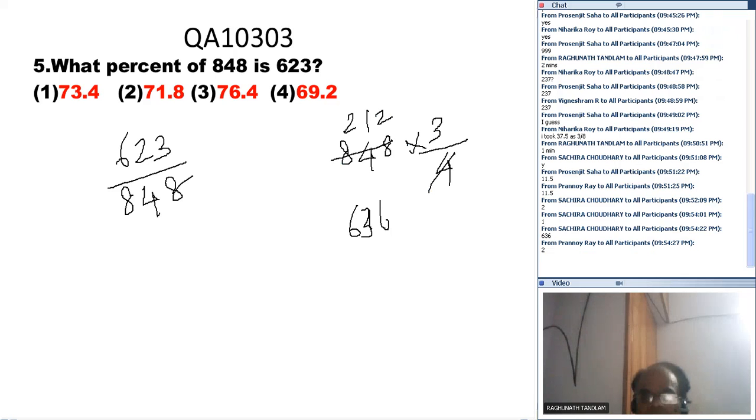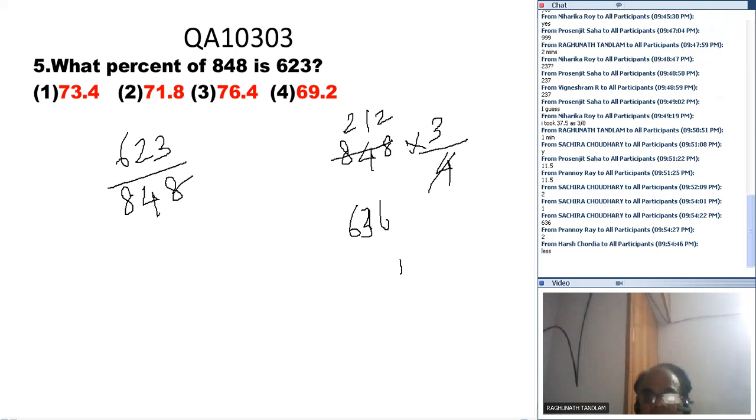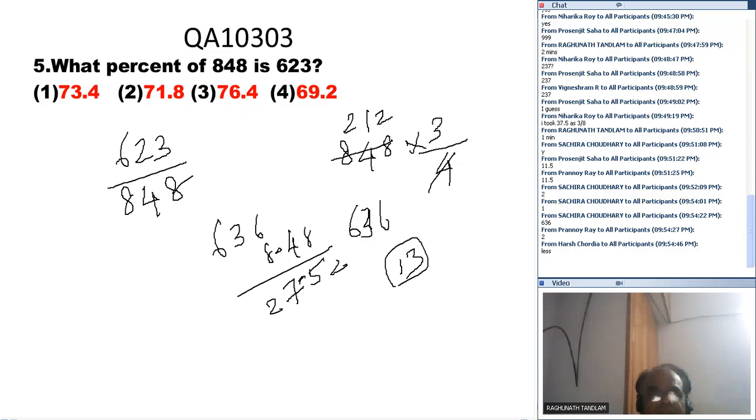Is the numerator greater than this or less than this? 636 is greater than 623, 13 less. What is 1% of 848? 8.48. If I subtract, it becomes 627. So obviously the answer should lie between 73 and 74%. Answer should lie between 73% and 74%.